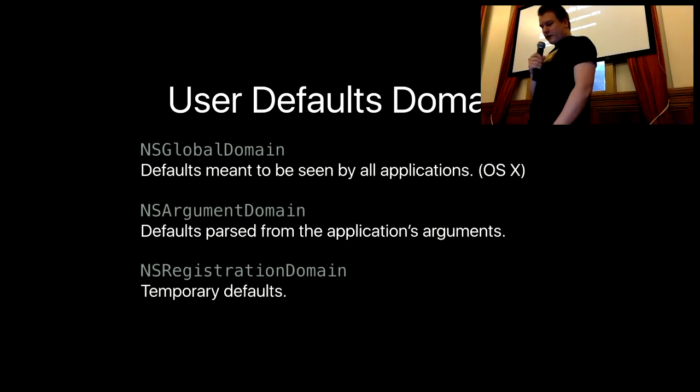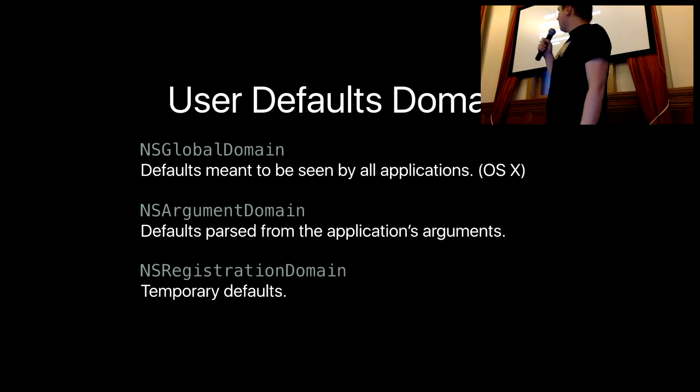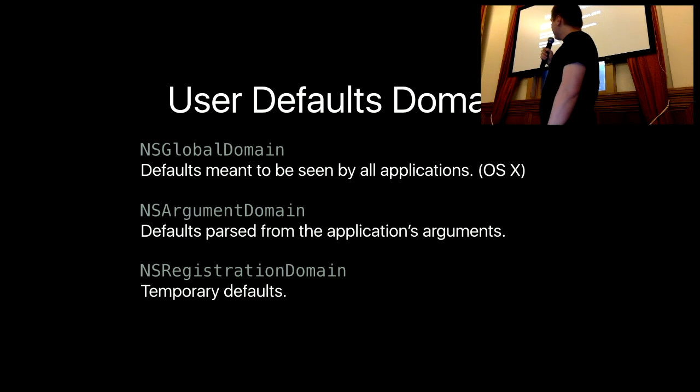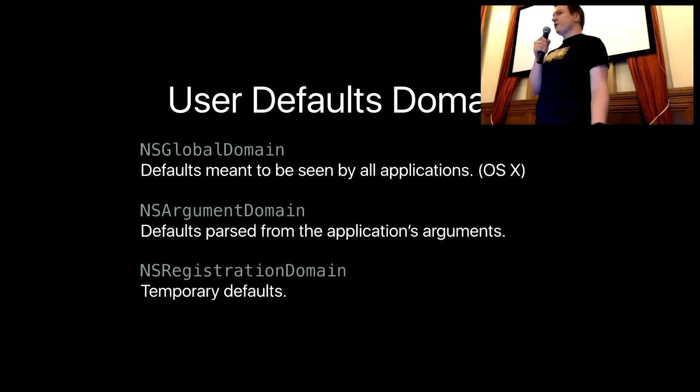So, the domains. This is kind of how it works under the hood a bit. It's in the documentation. There's an NSGlobalDomain, which I tried to find out if it did anything on iOS, and I don't think it does. I think it's an OS X only thing, but it's still available. But then there's also the arguments domain, which are the ones that come from your application's arguments. So that makes sense for OS X applications, especially terminal applications. But you think, what arguments are people passing to my iOS app?